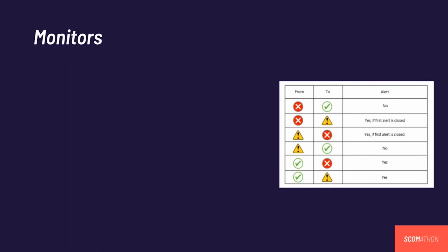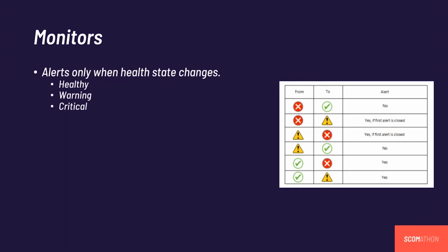This is a table of what the policies of those health state changes are, and when it will and when it won't create an alert. So suppose a monitor alerts you that a service has stopped. Now that monitor is going to turn red. As long as that monitor stays red, it will not generate the same alert again.